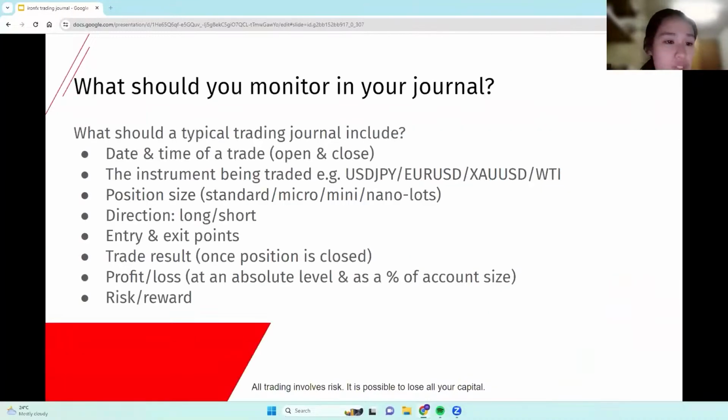Okay, so let's start off with what should you monitor in your journal. So typically, a trading journal should include the date and time of your trade, basically the open as well as close, the instrument being traded, so whether it's dollar yen, euro dollar, gold, WTI, position size, and then direction, whether you're going in for a buy or a sell, entry and exit points, trade result once your position is closed, profit and loss at an absolute level as a percentage of the account size, and your risk and reward.